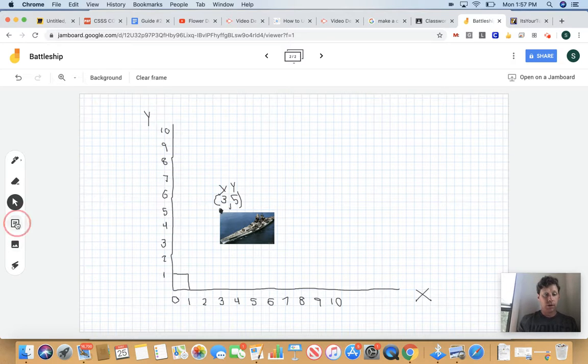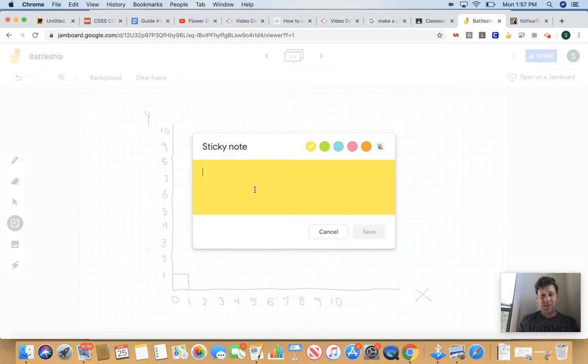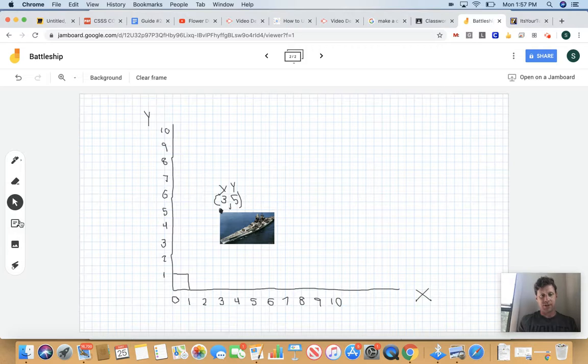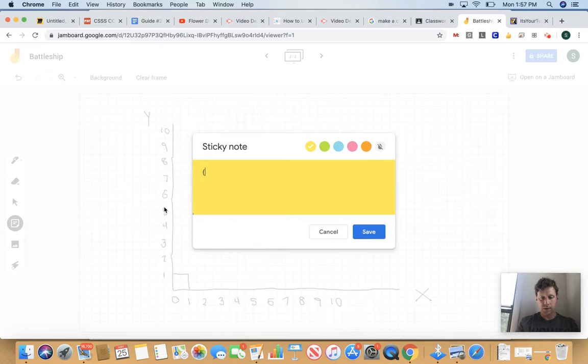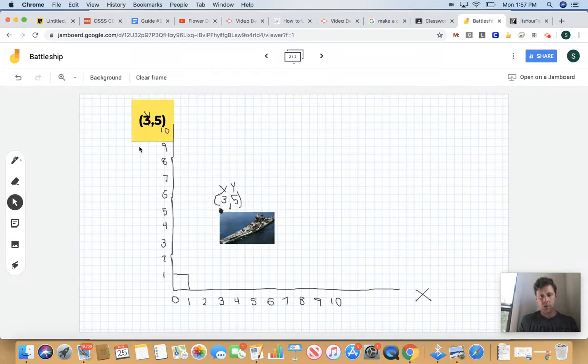Okay? So put onto your sticky notes 5 guesses. I'm going to give you 5 chances to sink my battleship. Okay? And then just attach the sticky note here. So save, and then it'll show all of your coordinate pairs over here. Good luck.